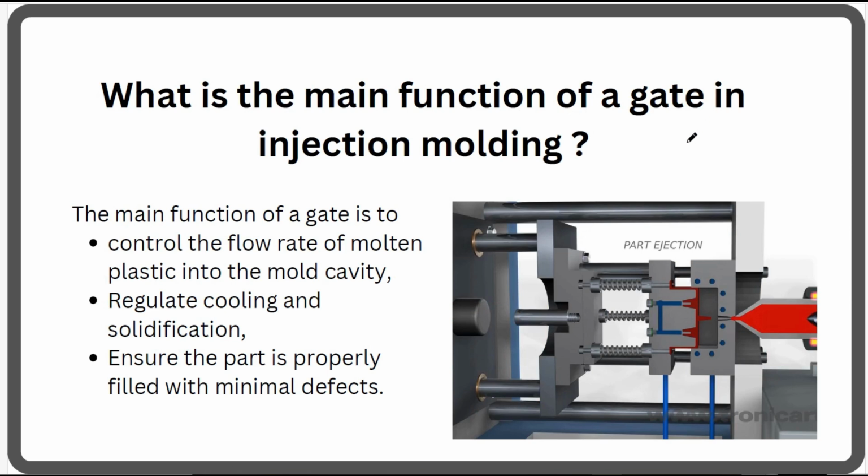What is the main function of the gate in injection molding? The gate plays a very important role. It controls the flow of molten plastic into the mold cavity, and it regulates the cooling and solidification. The gate ensures the cavity is properly filled in the mold, and it gives minimum defects when we have designed the perfect gate and chosen the correct location. At that time it will avoid the defects.